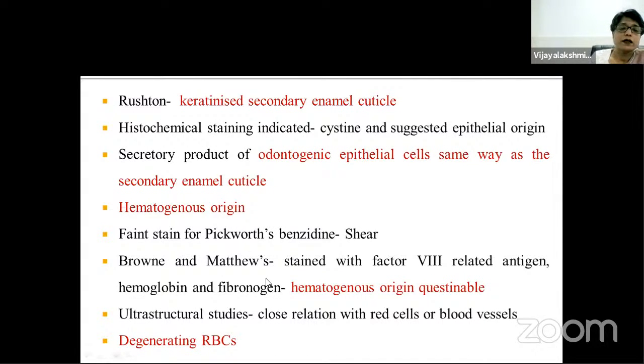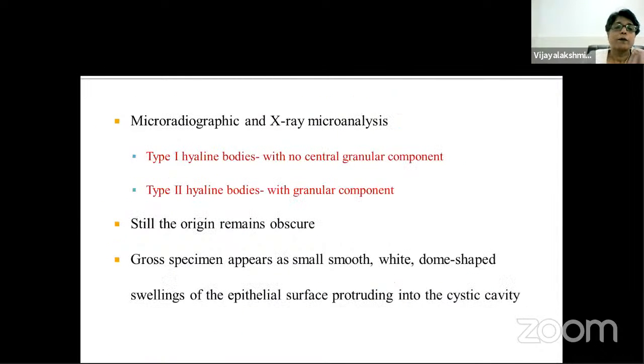But nevertheless, when they did ultrastructural studies, they found a close relationship of Rushton bodies with red cells or blood vessels, and they suggested that it has a more hematogenous origin than epithelial origin. Later, it was confirmed that it is degenerating RBCs which are encountered in the cystic lining, and that was confirmed by doing microradiographic or X-ray microanalysis.